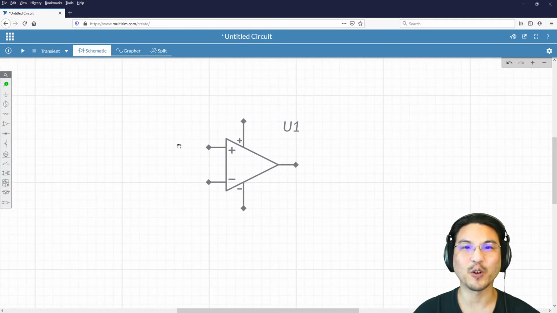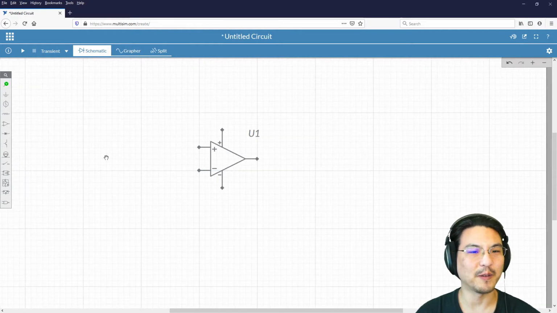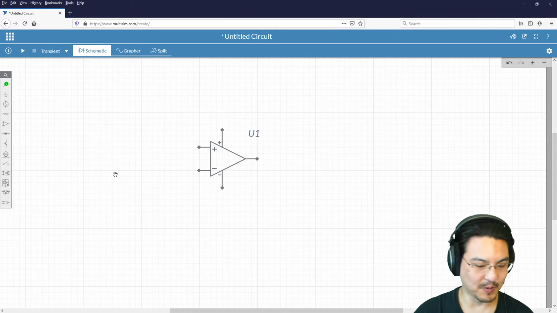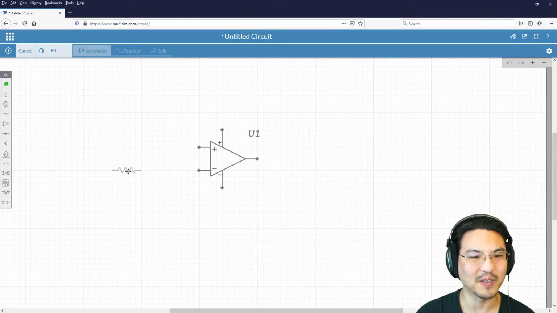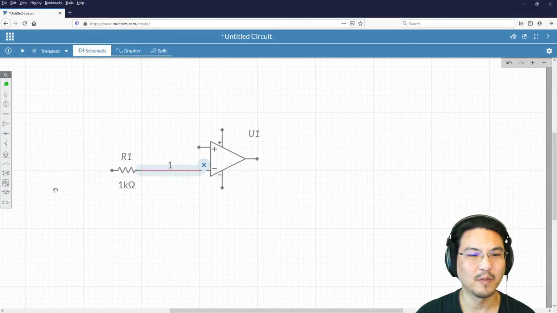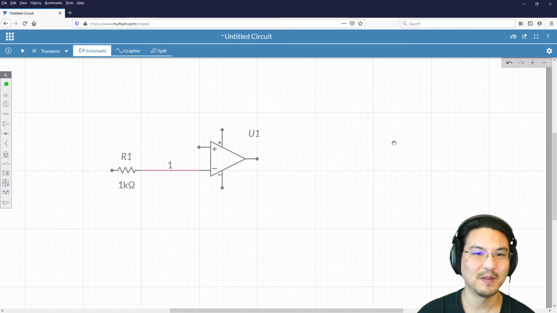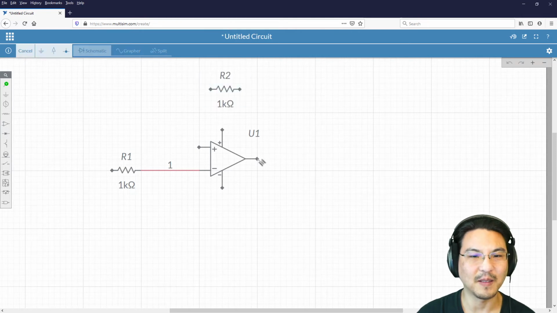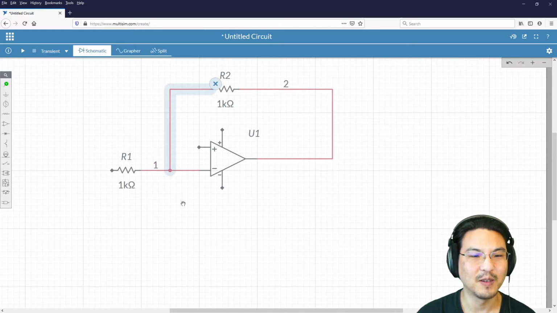All right, so for an inverting amplifier, we want to feed the input. So I'm going to press R to bring up a resistor. Okay, so I'm going to have the input going over here through this resistor, and then the output feeds back to the inverting input. So I'm going to put another resistor. Okay, and then the output here goes through this feedback resistor to the inverting input.